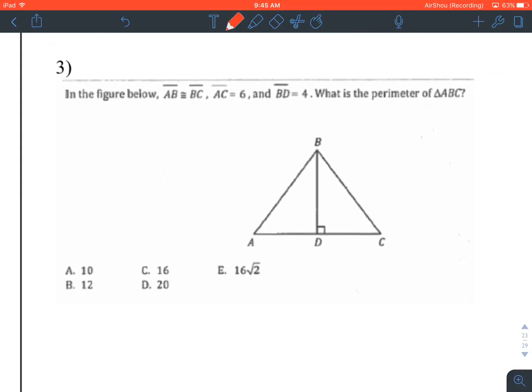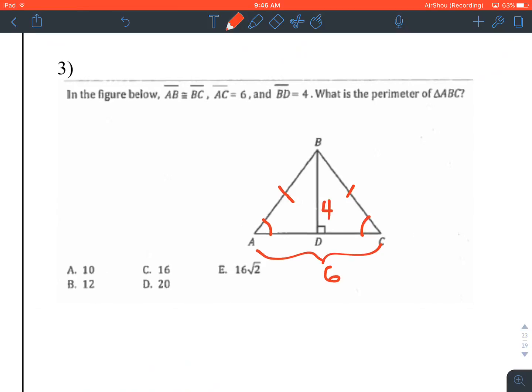Number 3. In the figure below, segment AB is congruent to segment BC. When you're given information about the picture that's not in the picture, you need to put it in there. So to show that those are congruent, we're going to put the same number of dashes on those. The isosceles triangle theorem that we learned in a previous lesson says if those sides are the same, then these base angles are the same. Sometimes that's extremely helpful. Segment AC is 6, so this whole thing here is 6. Segment BD is 4. What is the perimeter of triangle ABC?